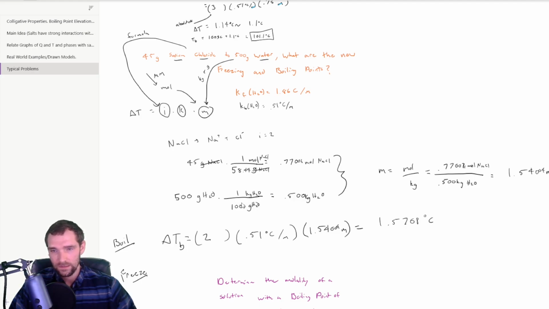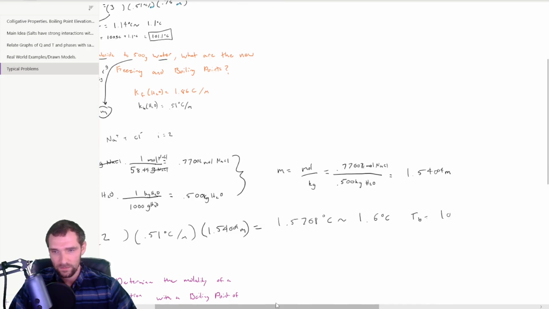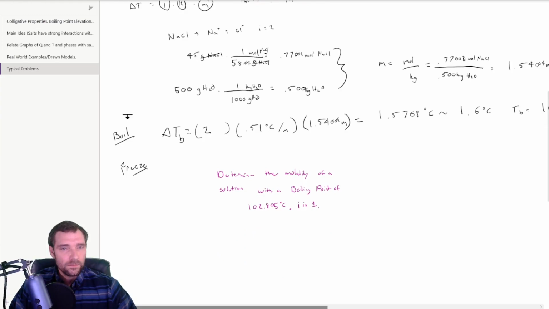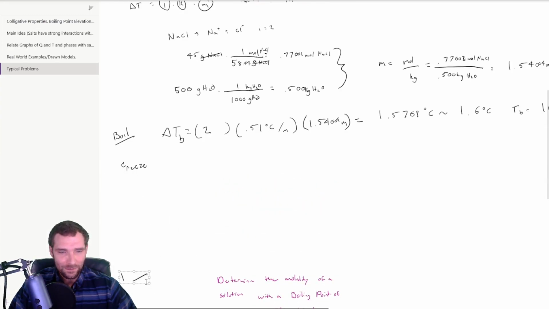And we get 1.5708 degrees Celsius. We could then round to, what is this going to be? Rounded to 2. Okay, 1.6 degrees Celsius. So the temperature of the boiling point is now going to be what was 100 degrees Celsius plus this new correction factor. And so now water is going to be boiling at 101.6 degrees Celsius. Okay, so we've got our new boiling point.